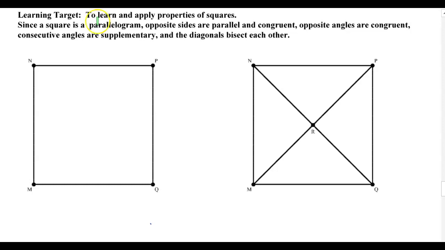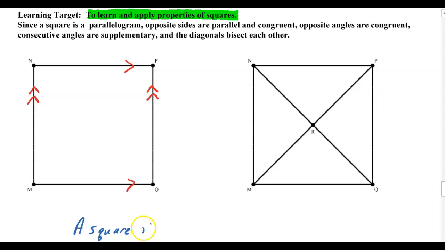Hello geometry students, today's learning target is to talk about properties of a square. Since a square is a parallelogram, the opposite sides are parallel, so I'm going to mark those in red. And what makes a square special is a square is really a rectangle and a rhombus. And I'm going to write that down here at the bottom.